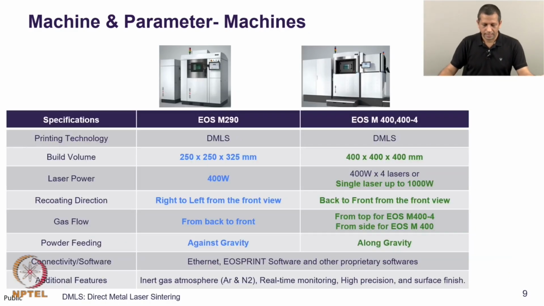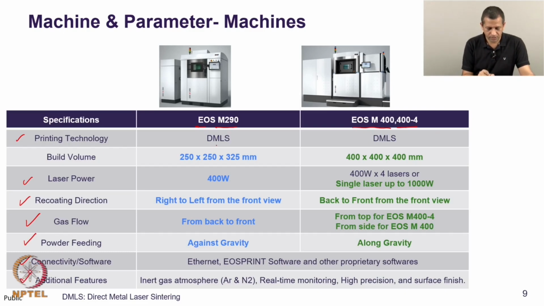Here are 2 examples of machines from EOS. One is EOS M290, the other is EOS M400, and there is another version of EOS machine M400 which is called EOS M404. We have compared these 2 machines using various parameters, for example, printing technology, build volume, laser power, recoating direction, gas flow, we have powder feeding technologies, various types of connectivities, and what other features are available.